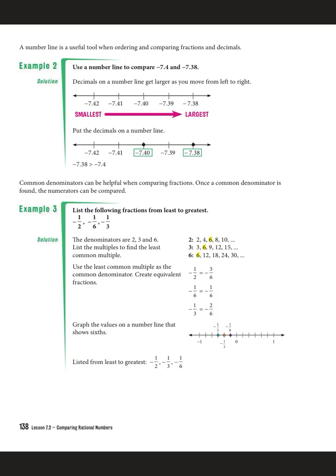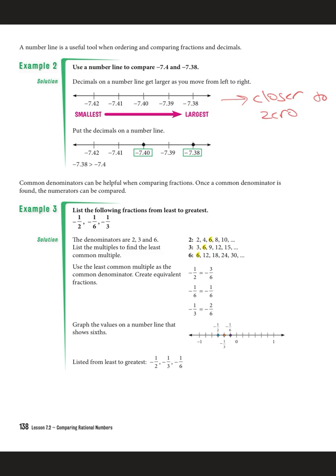So on this page, it says a number line is a useful tool when ordering and comparing fractions and decimals. So example number 2 says use a number line to compare negative 7.4 and negative 7.38. So the solution says decimals on a number line get larger as they move from left to right. The reason is this is getting closer to 0. So the closer a number gets to 0, the larger it is in value.